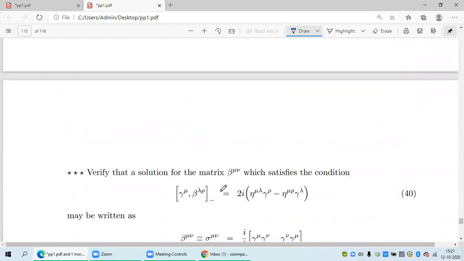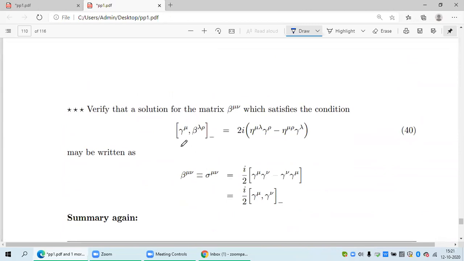Now again I directly give you the answer. If you choose beta mu nu as the commutator of gamma mu and gamma nu, this is not the anti-commutator. The anti-commutator is equal to eta mu nu, but if you choose the commutator, it is also a matrix, but a matrix which must be referred to by these two indices, mu nu. Beta mu nu itself is a matrix. For every mu nu, beta mu nu is a matrix.